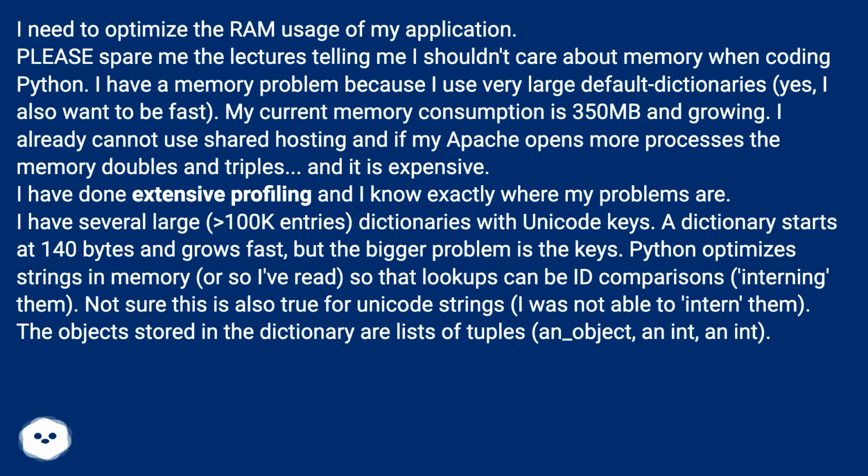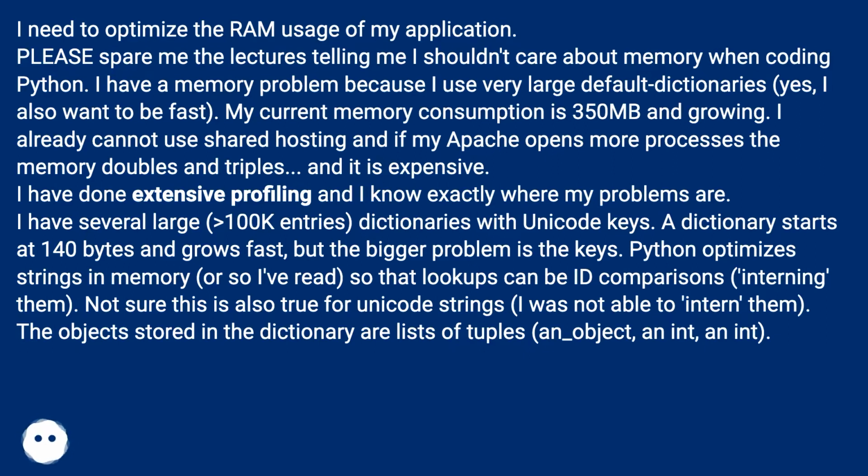I have several large, greater than 100k entries, dictionaries with Unicode keys. A dictionary starts at 140 bytes and grows fast, but the bigger problem is the keys. Python optimizes strings in memory, or so I've read, so that lookups can be done by pointer comparisons, by interning them. Not sure this is also true for Unicode strings. I was not able to intern them.